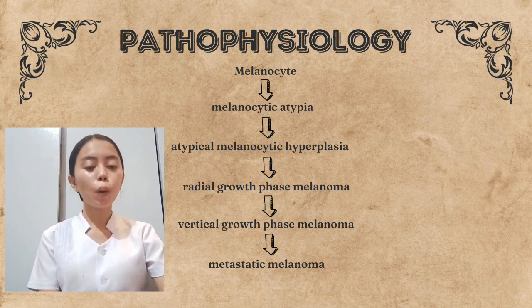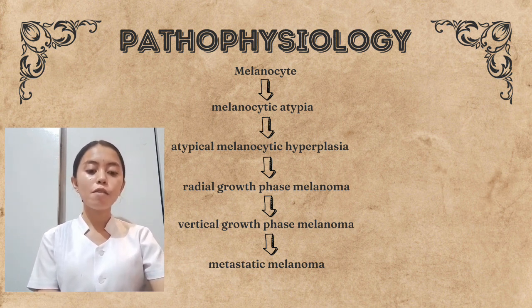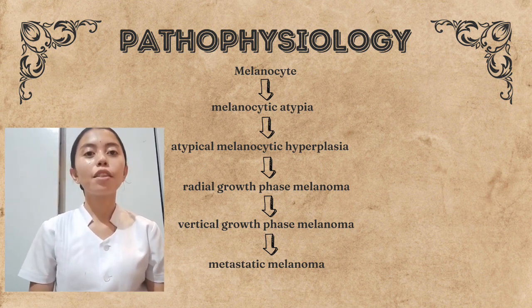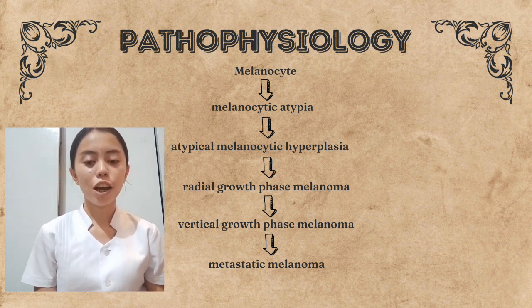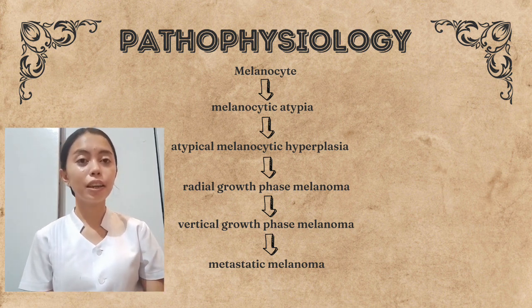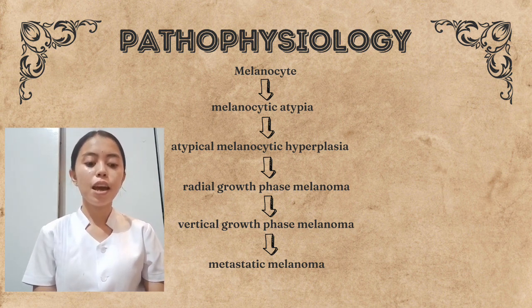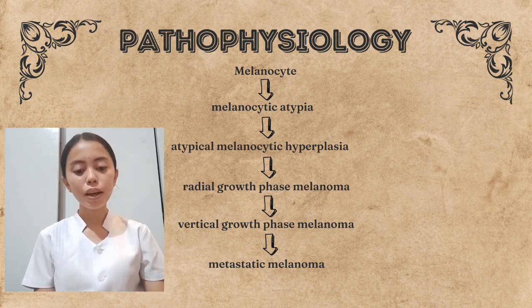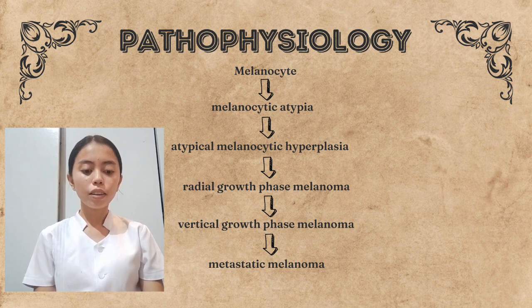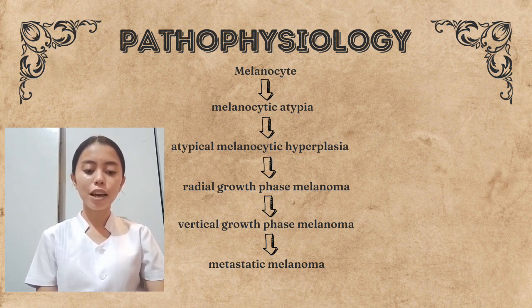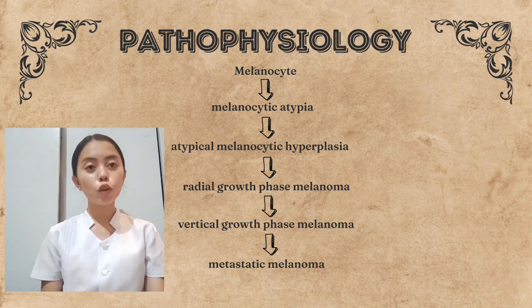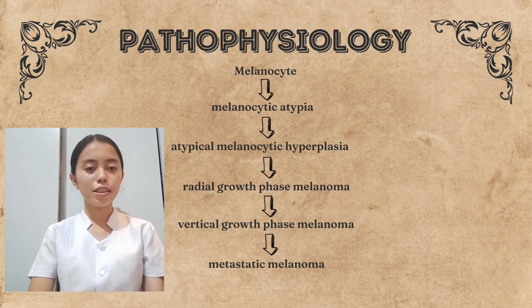These are irregular moles and skin spots that require further examination. After this melanocytic atypia, there will be hyperplasia. Hyperplasia means there is an increase in the number of cells in an organ or tissue. So when there is an atypical melanocytic hyperplasia, it consists of an increased number of melanocytes along the epidermal basal layer. Melanomas have two growth phases, namely the radial and the vertical growth phase.